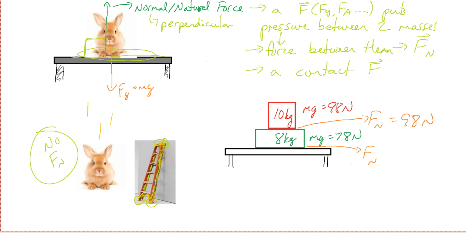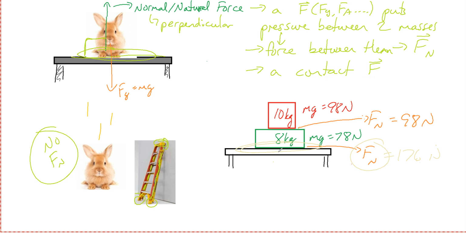So for the box on the bottom, you've got two boxes on it. The Fn for this one is not just the pressure because of the green box, it's also got the red box pushing down on top of it. So the normal force between the green box and the table would be the combination of the two weights. It'd be the 98 plus the 78, and you get about 176 newtons. And that would be the normal force there. Obviously, if the red box was taken off, there'd be less pressure and normal force between the green box and the table, and it would just be 78.